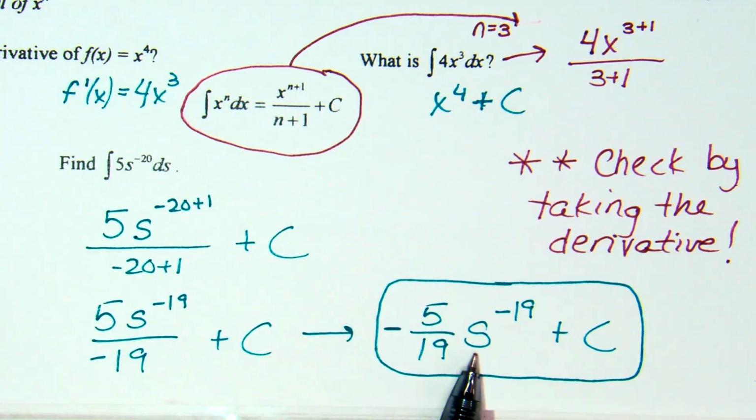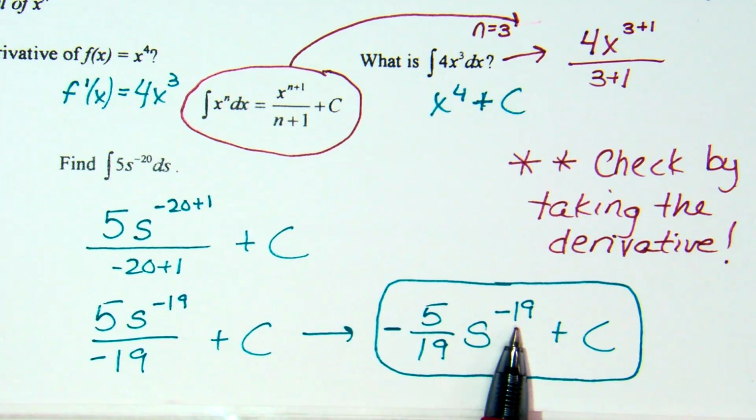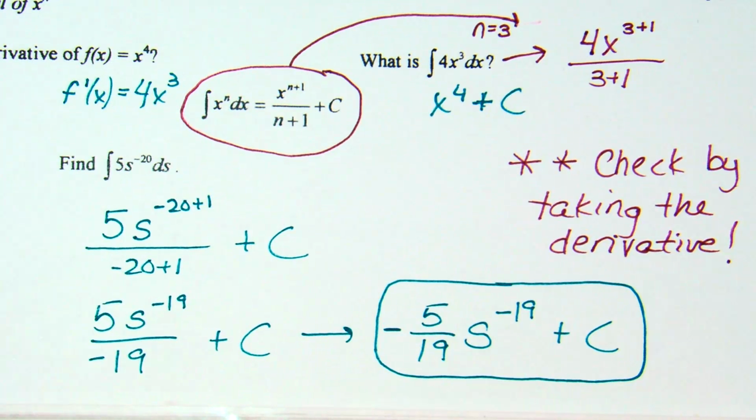S to the, what do we do to the power? We subtract 1. What's negative 19 minus 1? Negative 20. Is that where my original problem was? Yeah. Okay, so I feel pretty confident. But that's how you can check yourself.